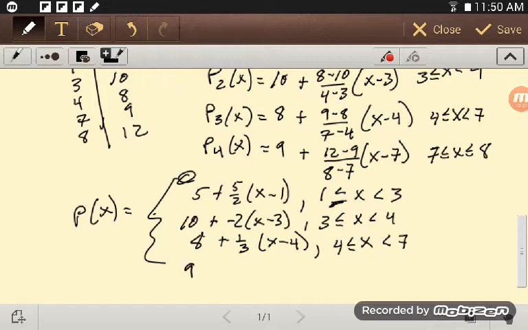And then finally 9 plus, what do we got, 3 times x minus 7. 7 less than or equal to x less than or equal to 8. There we go. And there is our piecewise linear interpolant for those data. And that's all there is to it. We're just finding that function somehow. There are other ways to do it, but you know, this will work.